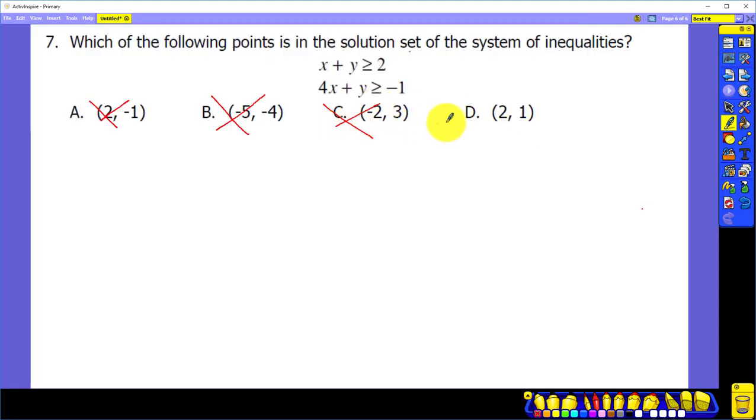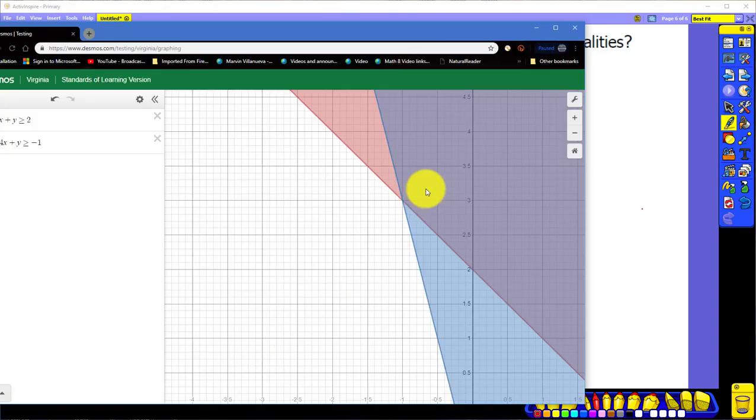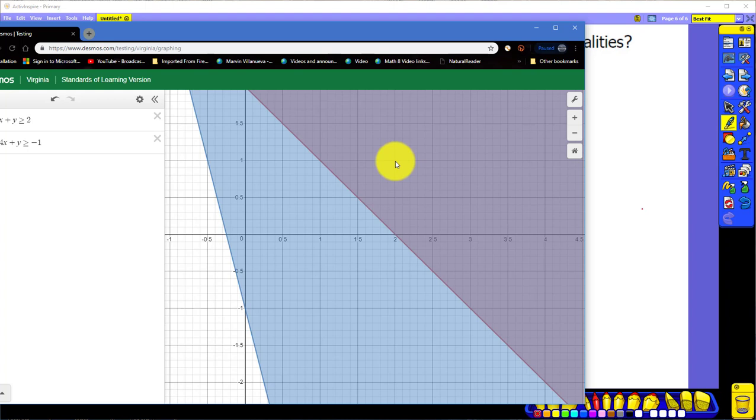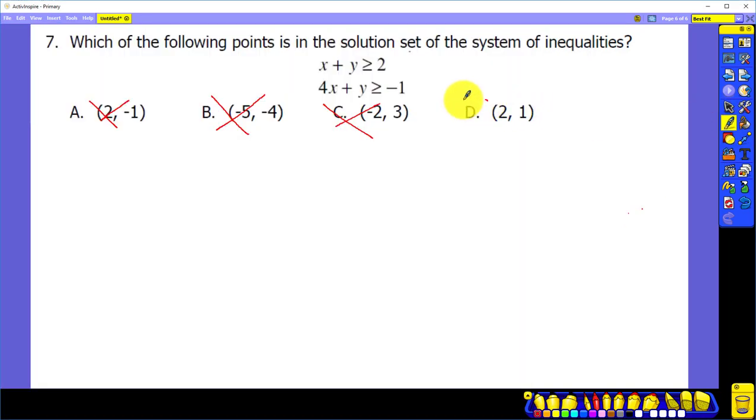All right, now let's check 2 comma 1. So this point over here, okay, 2 comma 1 is in the intersection of the two regions. So here we go. This will be the correct answer. Okay, so that's it. That's the end of the discussion of our common mistake this morning.